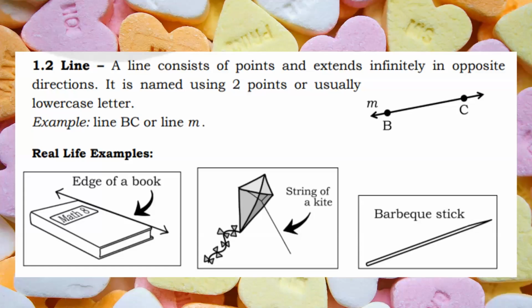Number two, undefined terms is line. A line consists of points and extends infinitely in opposite directions. So that's why this one has arrowheads on both sides. It means it extends infinitely. Okay. So it is named using 2 points usually. So just like this one, you can name this line BC, or you can also use one letter, lowercase letter. Just like this one, you can also name this as line M. So examples are edge of a book, string of a kite, barbecue stick.